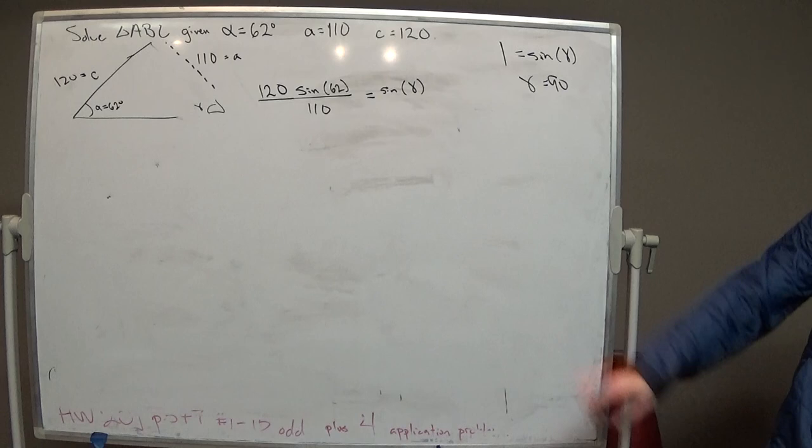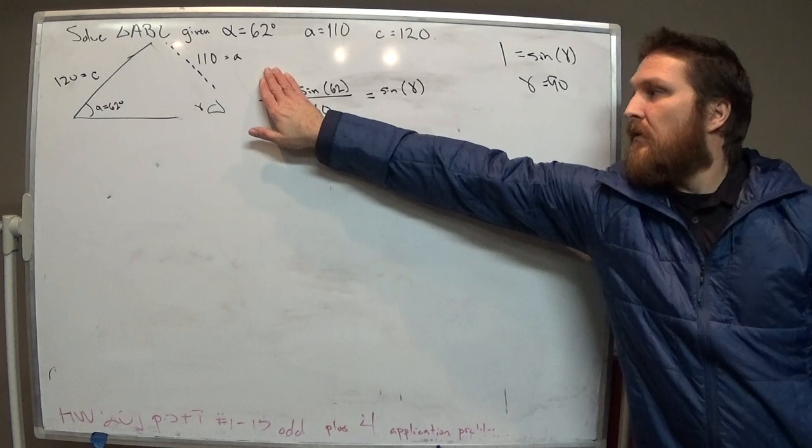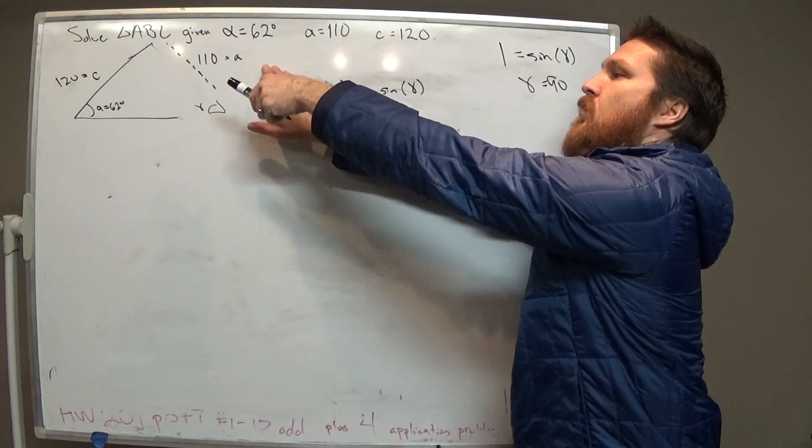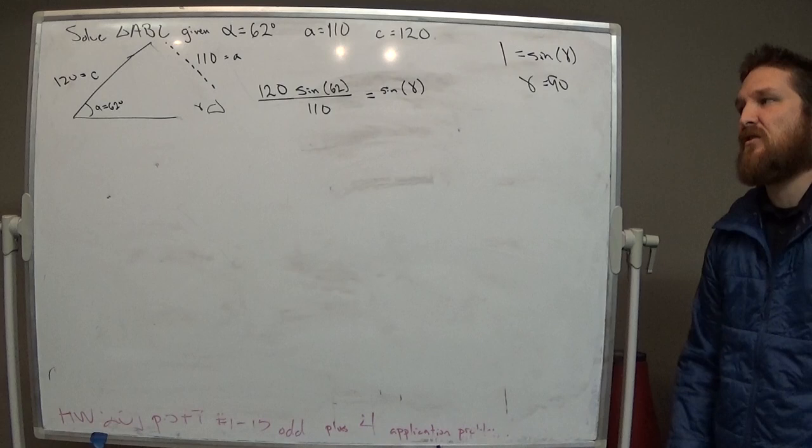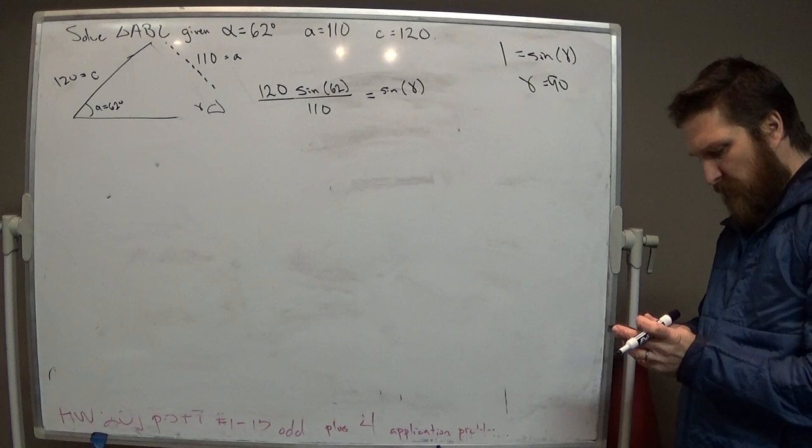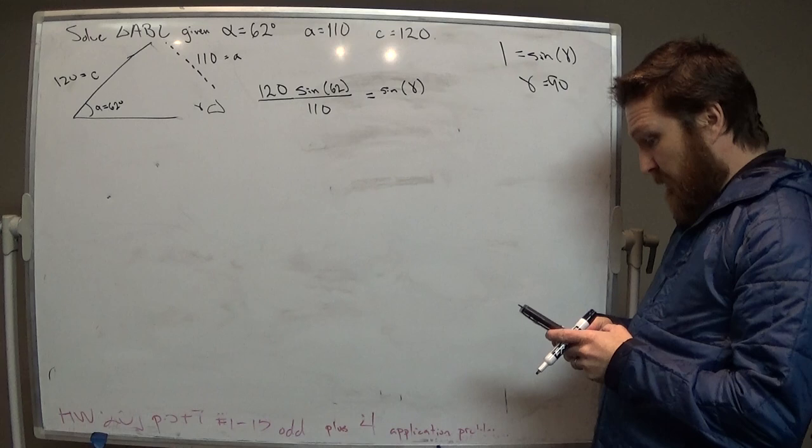Because what would I write here to finish my law of sines? Divide by 120, since that's opposite from it. Or I could just move it up, right, just save myself a step. So let's see what that gives me. I have 120 times sine 62, end parentheses, divide by 110. Gives me what?